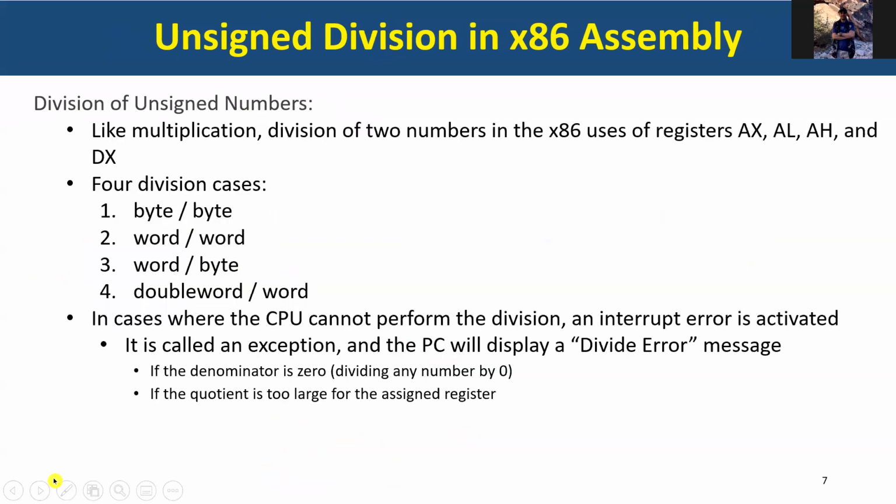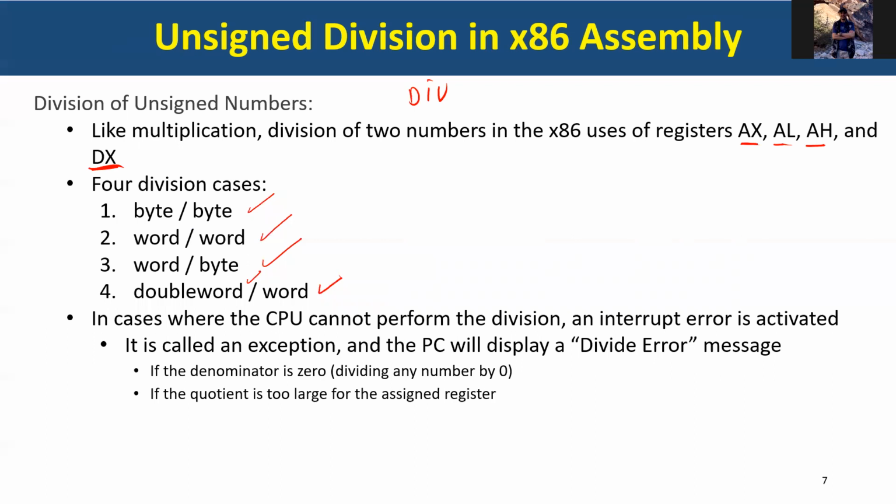Now the second arithmetic operation in this lecture is division. Division is very similar to multiplication, and we use the div instruction for it. Again we're gonna use the same 4 registers, AX, AL, AH, and DX, just like multiplication. But now there are 4 different cases for division. You can divide 2 variables, each one is 1 byte; 2 variables, each one is a word; 2 variables where one of them is a word and the other is a byte; and finally, 2 variables where one of them is a double word and the other one is a word. Okay.